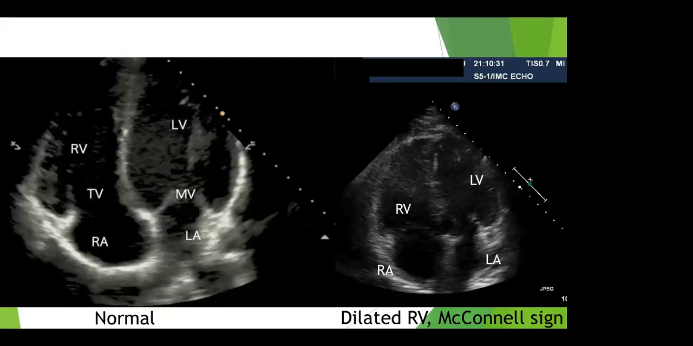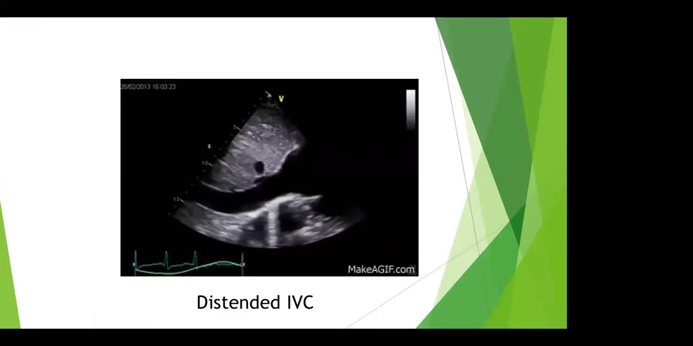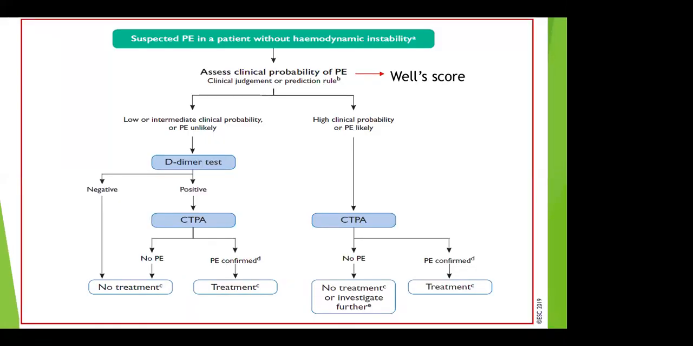And also the IVC will be distended because of the high right atrium and right ventricular pressure. Okay, so basically just now is the approach to diagnosis in a hemodynamically unstable patient.